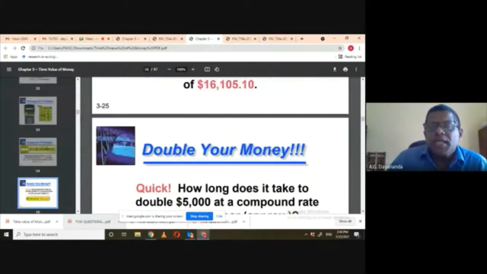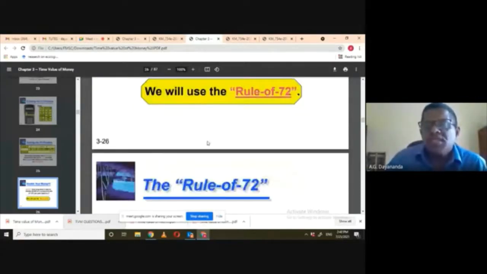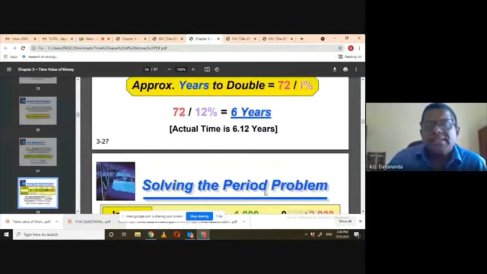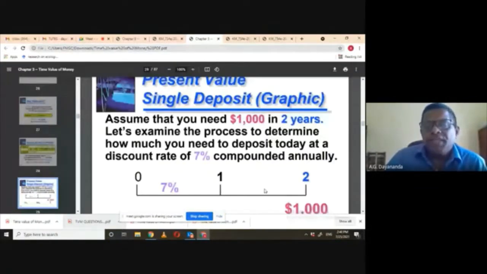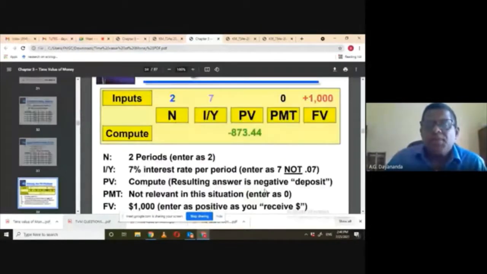In addition to that, I remember we discussed the rule of 72 also. How long does it take to double your 5,000 at a compound rate? So we had a simple formula. What we did was the rule of 72, just 72 divided by the relevant interest rate. In this case, of course, you can remember 72 divided by 12. It was almost 6 years in our case. Then, of course, we discussed the valuation table, 4 tables.